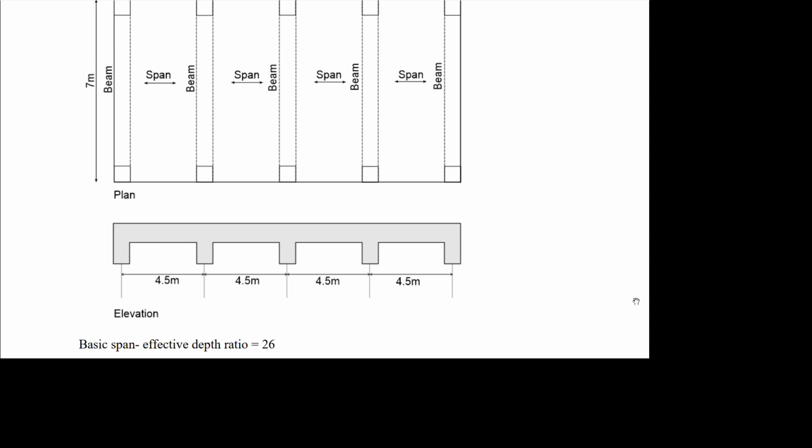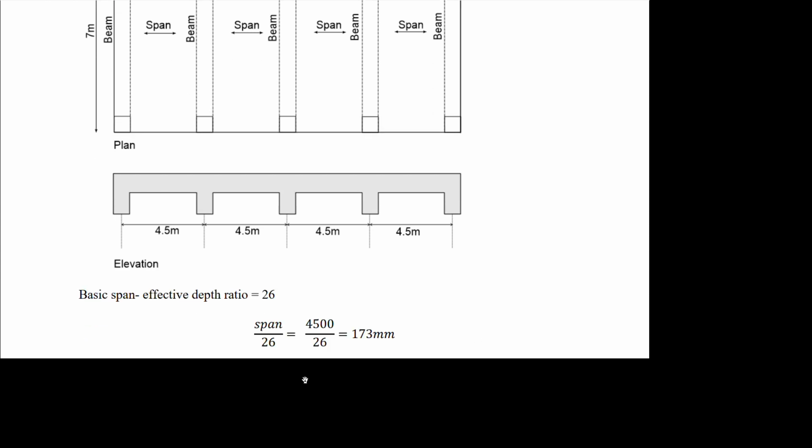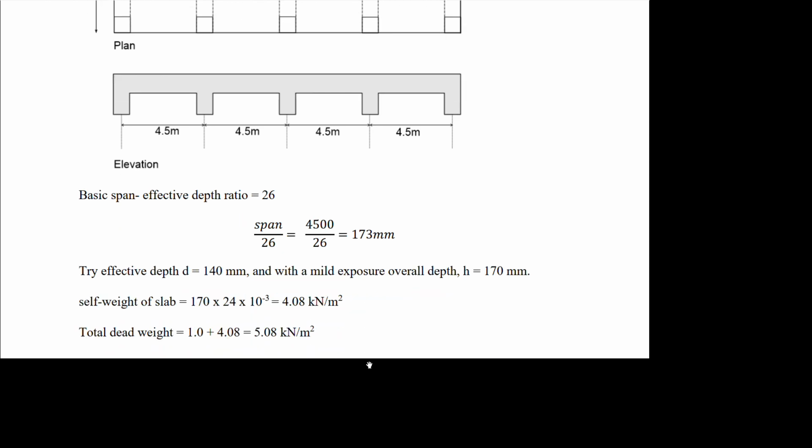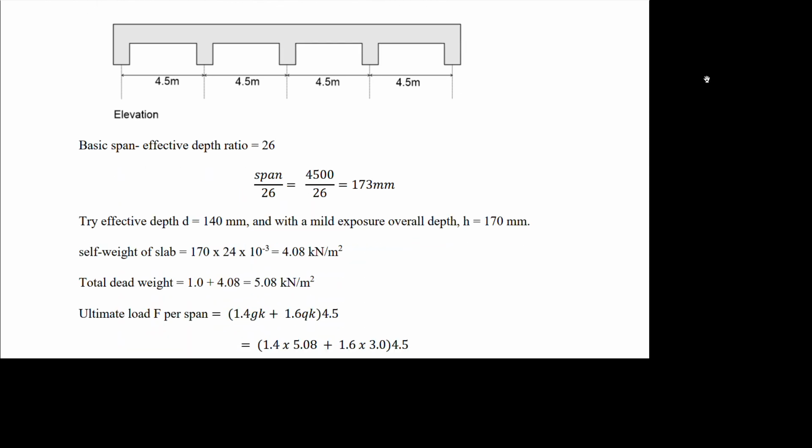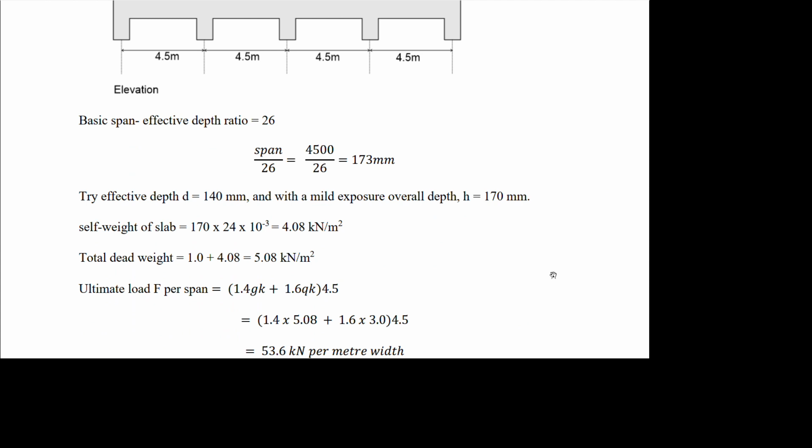So let us look at it this way. We first look at the basic span effective depth ratio, which is 26. Just open your BS 8110 and you will see it in table 3.9. You see it for simply supported. If it's a rectangular section, you see it to be 20, and for continuous, you see it to be 26. So since we are treating continuous, that's why we're taking 26, and then the span is 4.5. We have 173. Now I want to try an effective depth d equal to 140 mm. So the overall depth will be something like 170 mm.